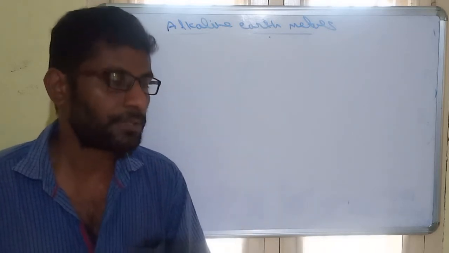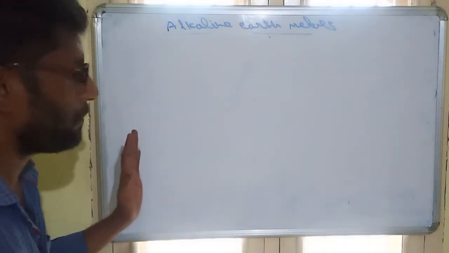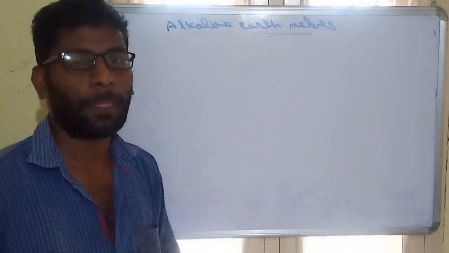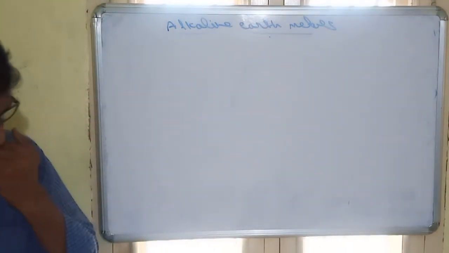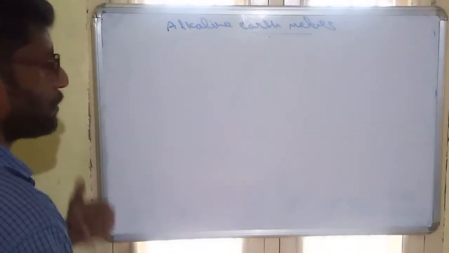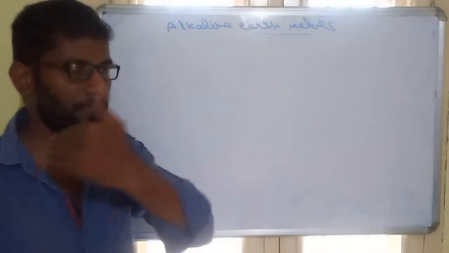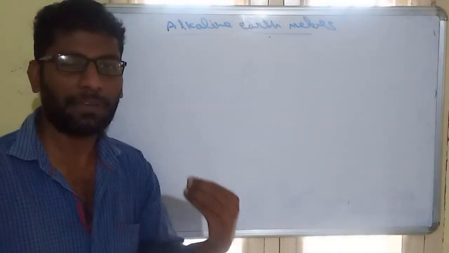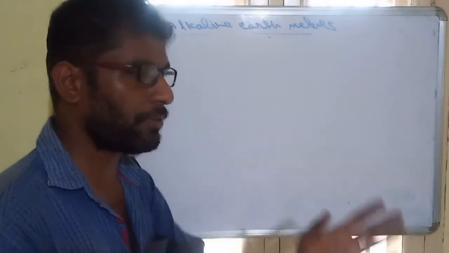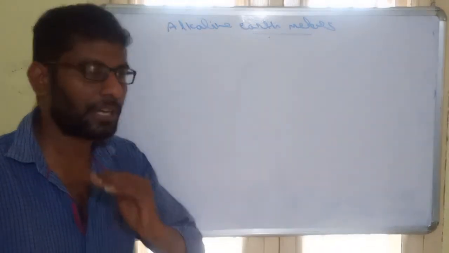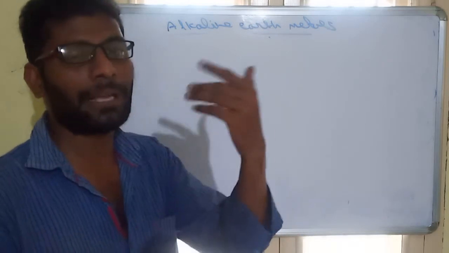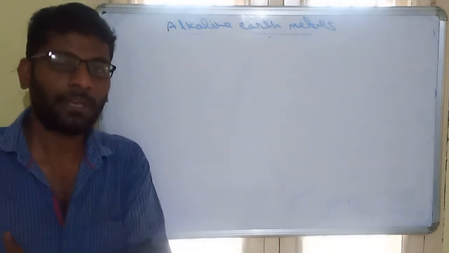It has the least reducing nature when compared with the remaining. So beryllium is less reactive when compared with the remaining. Its reactivity with oxygen, hydrogen or halogen is very low, so it does not react directly. So beryllium compounds we always prepare indirectly.